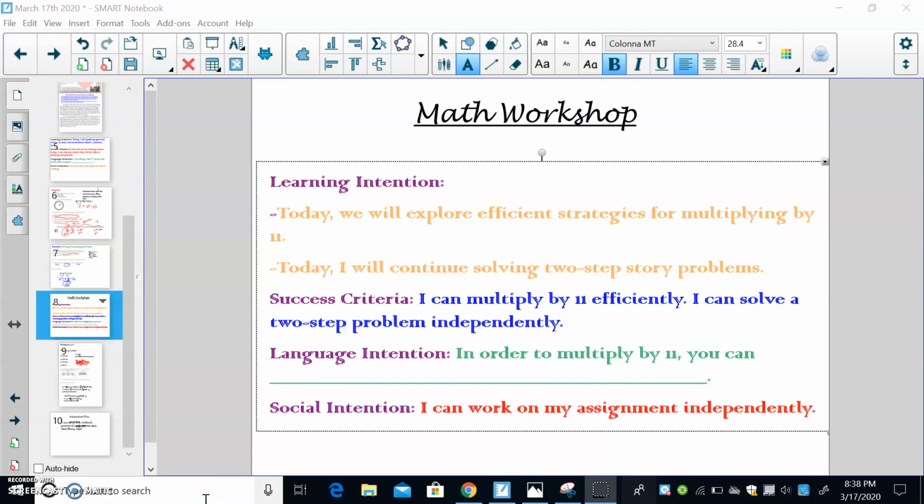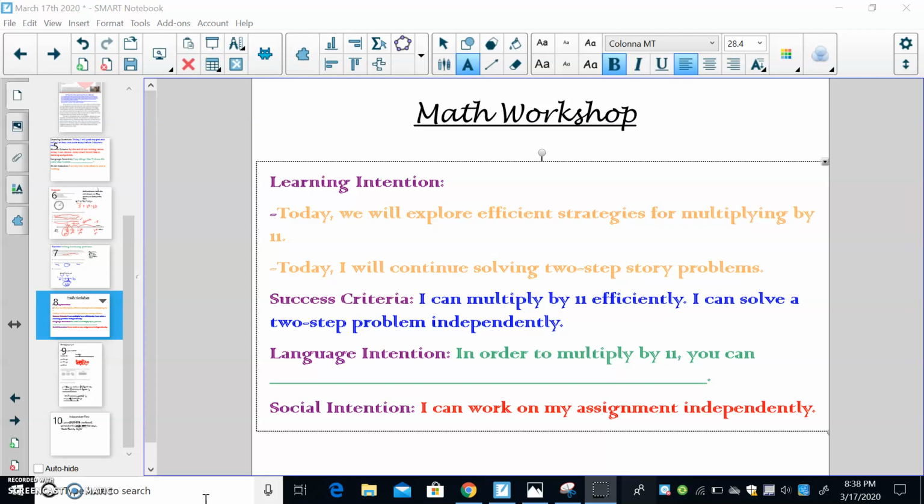Hi guys. So this is part 2 of our math workshop. So I'm going to go back to our learning intentions for today. Today we're going to explore efficient strategies for multiplying by 11. And today we're going to continue solving two-step story problems which you did in the previous video.